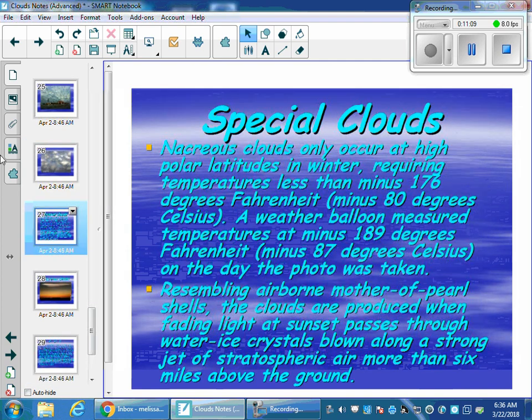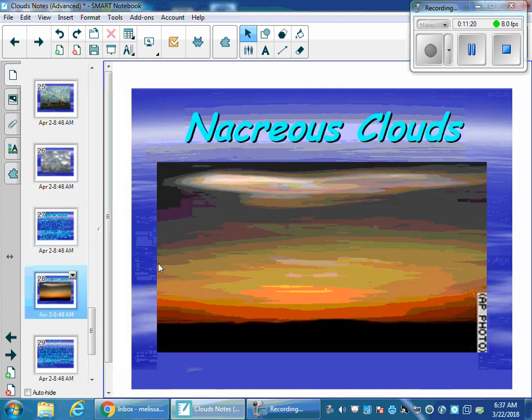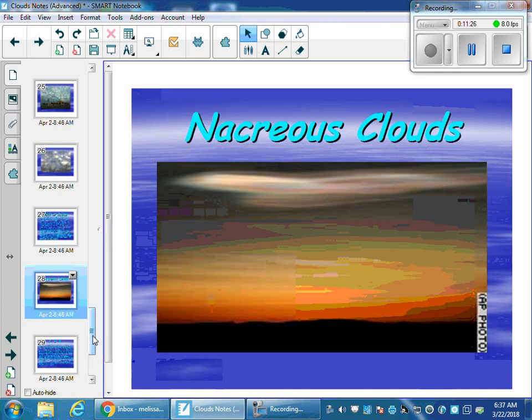Nacreous clouds, these ones only occur at high polar latitudes in winter because you have to have temperatures of minus 176 degrees Fahrenheit. And these ones actually have these cool looking different colors here. Very cool clouds, but they only happen at very cold temperatures.